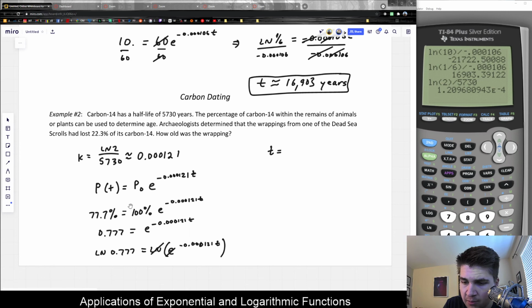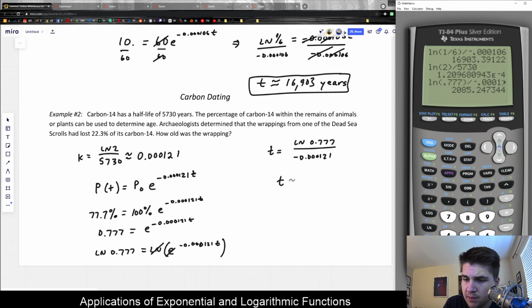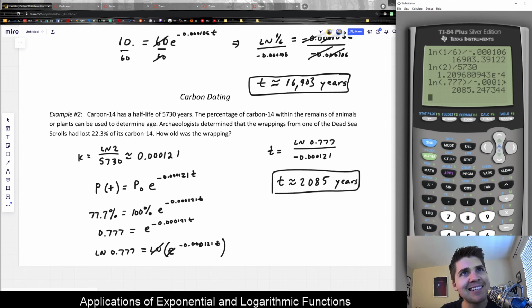So time would be equal to the natural log of 0.777 divided by negative 0.000121. And this should approximate the age of the Dead Sea Scrolls. The ln of 0.777 divided by negative 0.000121 comes out to be time is approximately 2,085 years. And then we could see, does that come out to where I expect it to be for the age of this document? How close is this to what it should be historically speaking?